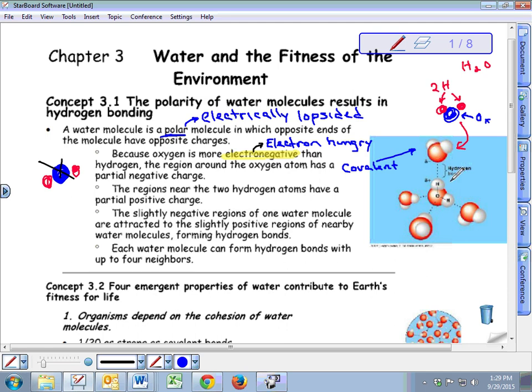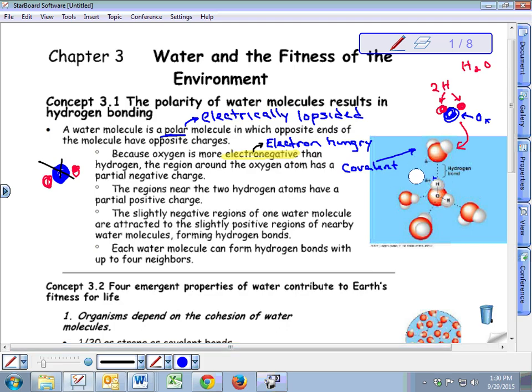That's why they put this little symbol that kind of looks like that, except it loops over like that. I don't even know what letter it is in Greek, but it means partial. So when you see that, this over here says partial negative, and this says partial positive.